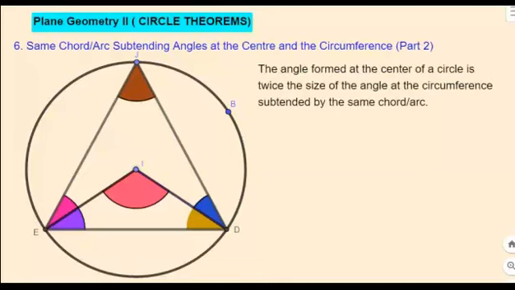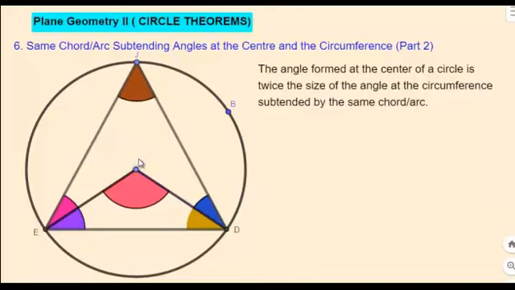The property says that the angle formed at the center of a circle is twice the size of the angle at the circumference subtended by the same chord or arc. Now, ED is taken as our chord. All that this theory is saying is that this line ED, which is our chord, subtends two angles, one at the center and one at the circumference.